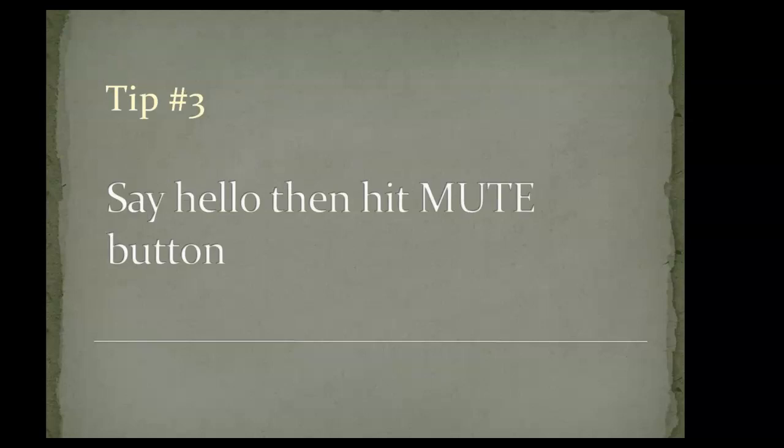Next one. Say hello, then hit the mute button. When you enter the meeting, make sure that you say hello, introduce yourself. It's very important because I don't know you guys yet at the beginning of the school year. And make sure your microphone works and everyone can hear you. And then you hit the mute button. Mute is actually your friend. You mute when you're not talking, and you unmute when you ask to say something. That's the only time you can unmute yourself, when you are asked to say something.